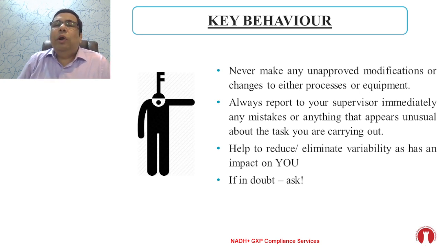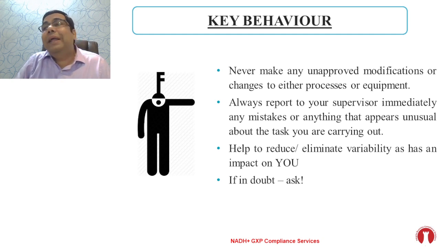Never make any unapproved modifications or changes in the process or equipment. Again, this is with respect to behavior. Many people will not inform the senior people about any changes or modifications, because they know that if they tell the senior people, then they will say, okay, raise the change control, fill in everything, perform the risk assessment, then take the approval, take the QA approval and everything. So to avoid all these activities, people may not inform you.